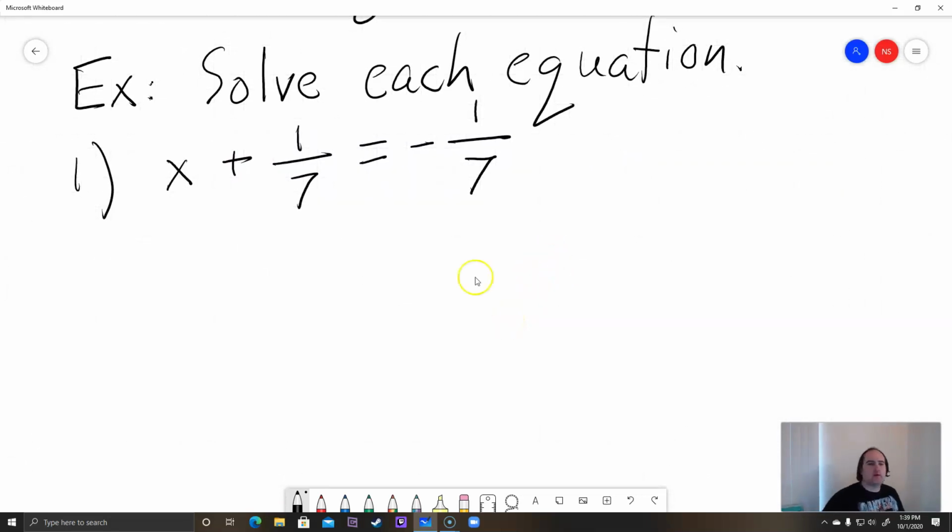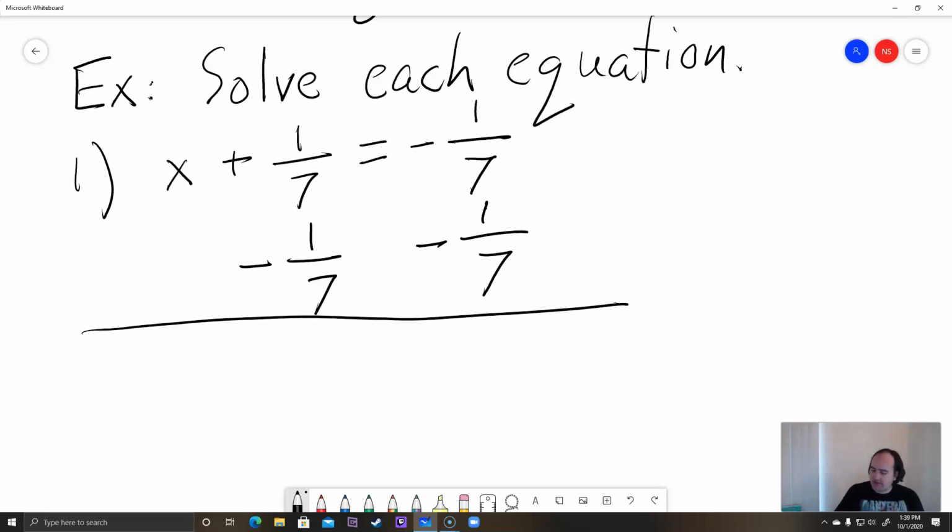Now with this one, notice that all the fractions already have the same denominator. So the easiest way to do this is to just get rid of this 1/7 on the left side to isolate x. All we have to do is get rid of this positive 1/7. And what's the opposite of adding 1/7? Subtracting 1/7. So if we subtract 1/7 from both sides, then on the left side we're just going to have x.